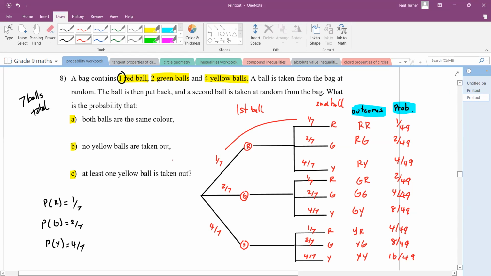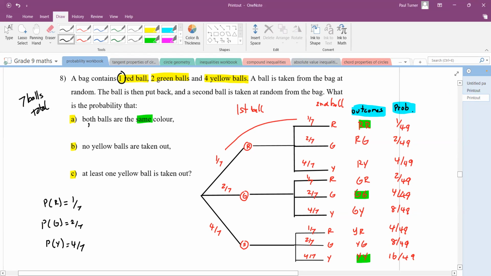So now we go to our question. What is the probability that both balls are the same color? So we go down to see which outcomes have the same color. So red, red, green, green, and yellow, yellow. So we write those probabilities down and add them.